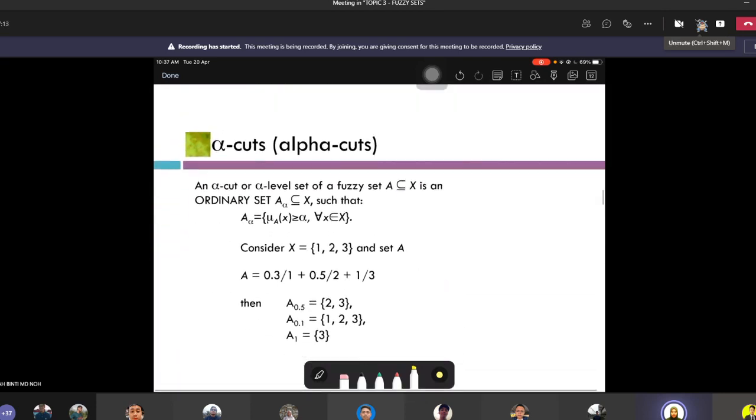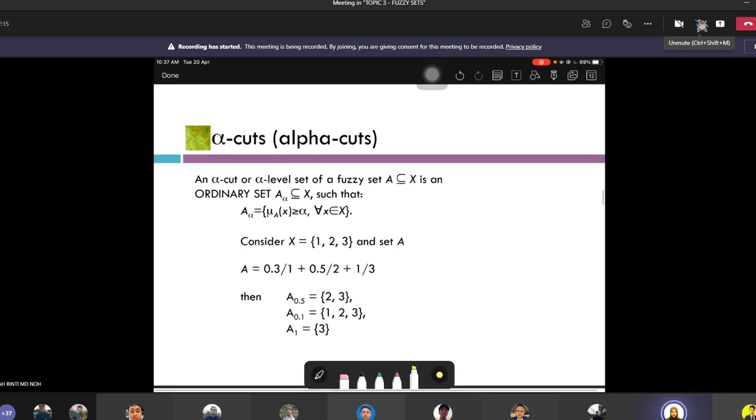The next part is alpha cut. Okay. Alpha cut is a alpha level of the set. So kita nak tahu what is the alpha level of the set. Consider that we have 3 elements sama macam tadi, 1, 2, 3. Okay. Then kita kata 1 belongs to A sebanyak 0.3, 2 belongs to A 0.5, 3 belongs to A 1. Okay, so apa alpha cut? Kat sini ditulis macam ni, A alpha.